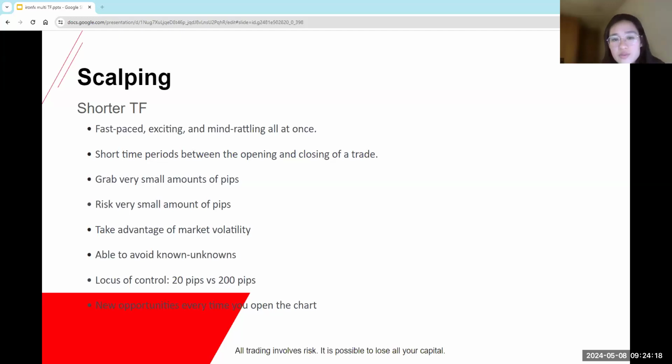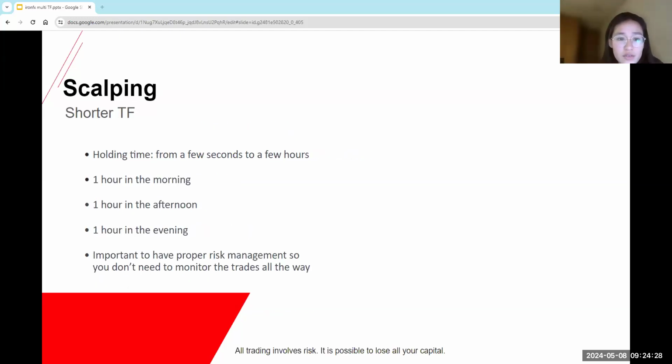Locus of control is from 20 pips to 200 pips. And there are new opportunities every time you open the chart. Okay, if we're looking at it on a shorter time frame, your holding time will be from a few seconds to a few hours.